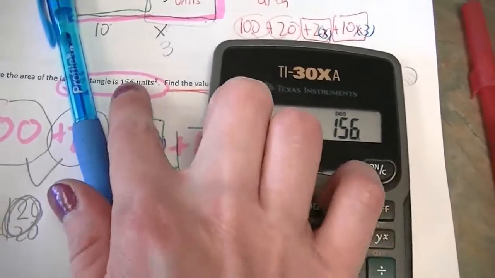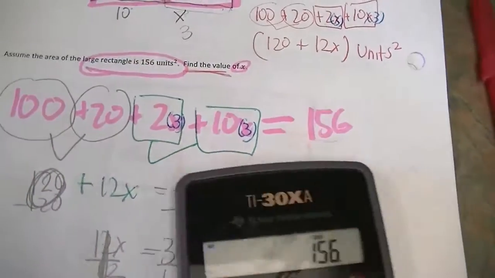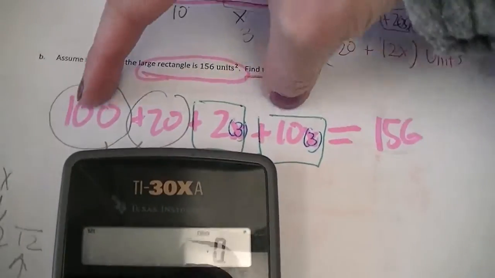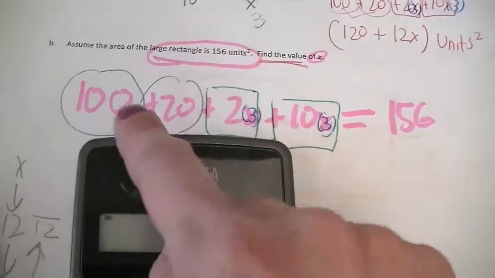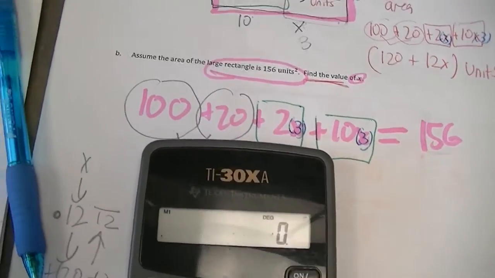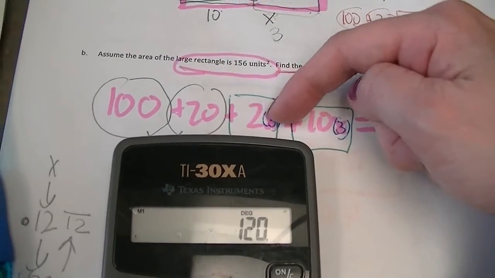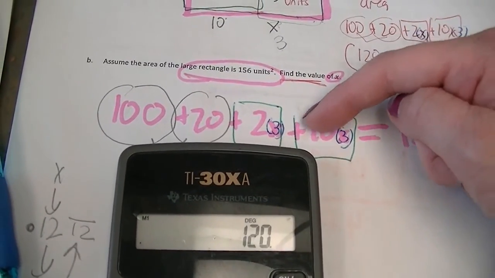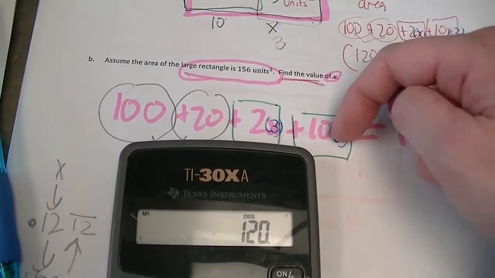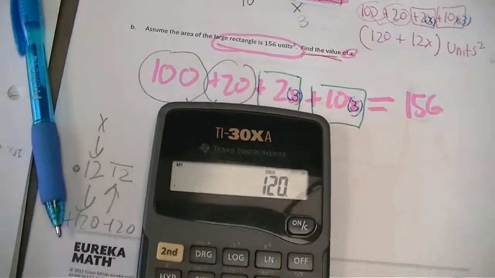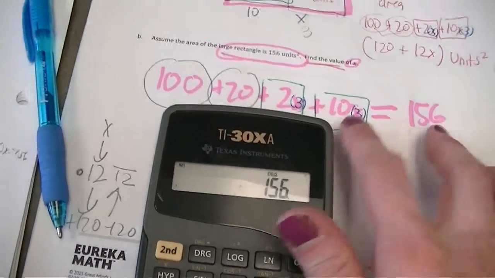Hey, didn't they tell us that? Okay, and it'll also work right here in this equation. This side has to equal this side for an equation to be true. So 100 plus 20 is 120. Plus 2 times 3 is 6. And, you know, positive 10 times 3 is 30. So that's what added together is 36. So plus 36 equals there. Okay?